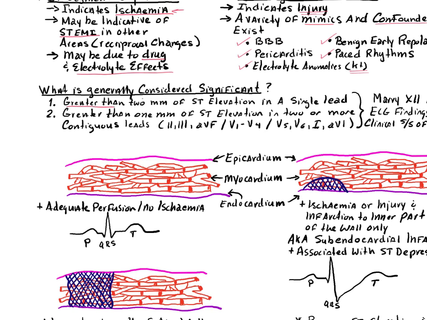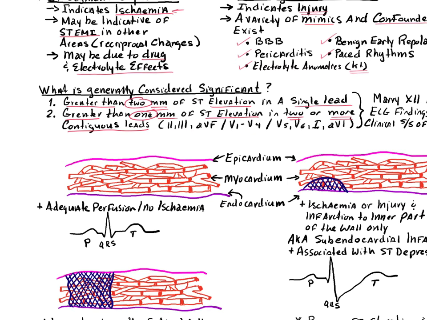Greater than 2 millimeters of elevation in a single lead. So signs and symptoms of an acute coronary syndrome plus ST segment elevation of greater than 2 millimeters in a single lead suggests an ST elevation myocardial infarction, or a STEMI. Or greater than 1 millimeter of ST elevation in 2 or more contiguous leads.